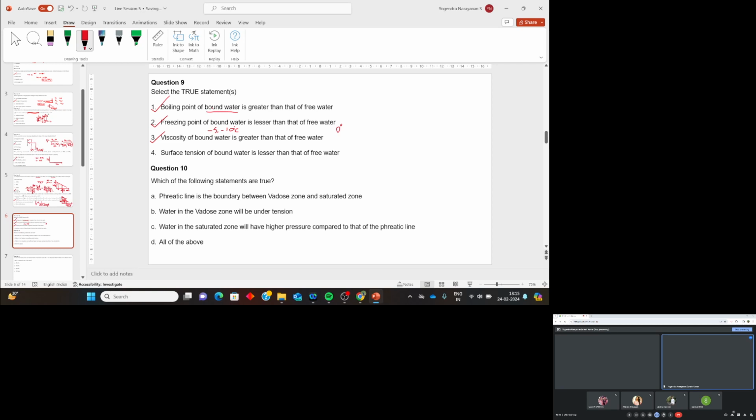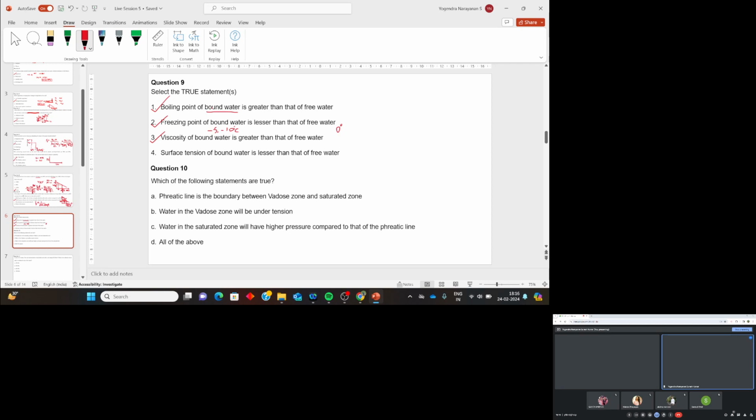So, moving to the next question, same type of question, identify the true statements. A, Phreatic line is the boundary between vadose zone and saturated zone.